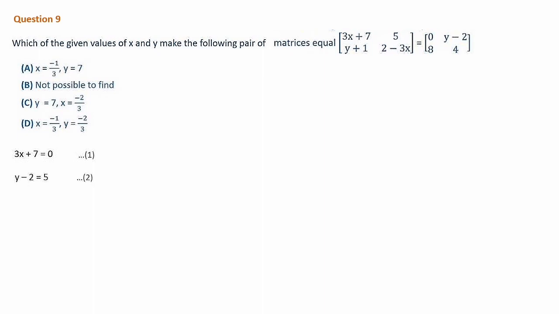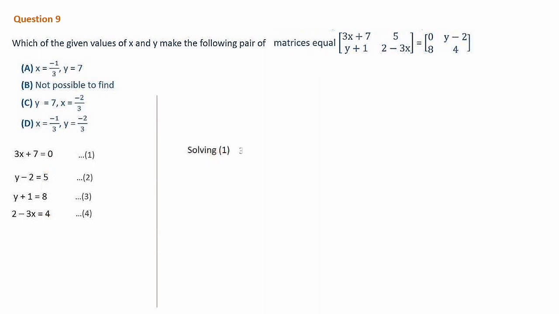Then y minus 2 is equal to 5. Next is y plus 1 is equal to 8. Next is 2 minus 3x is equal to 4. But here there is a contradiction. When you check, there are only 2 variables, x and y, but there are 4 equations. So let's take 2 equations and find out the values of x and y.